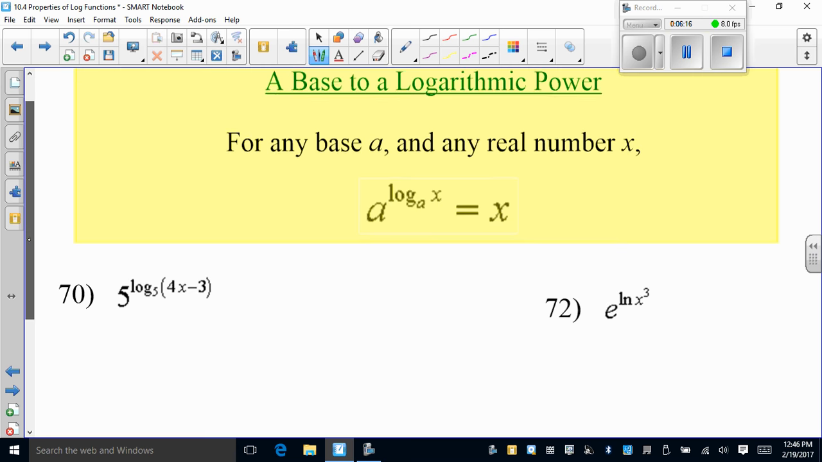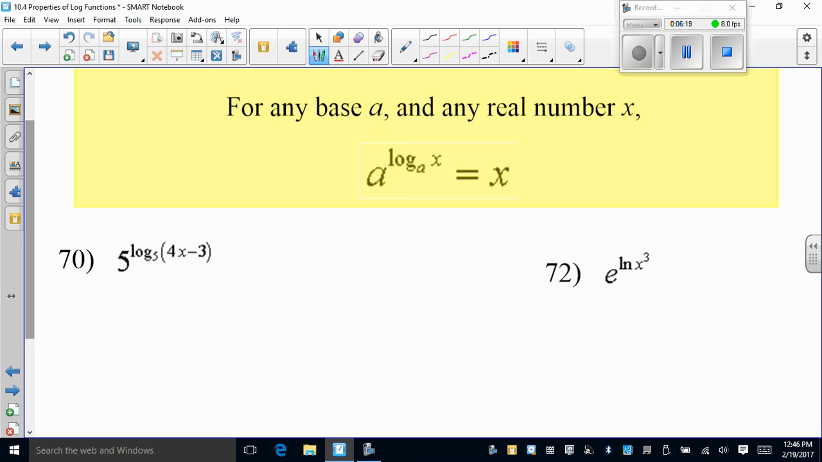So we have for any base a and any real number x, a to the log exponent will give you just that product that's in there. So we have to add y to it. So according to this statement here, the answer is 4x minus 3. But what we're going to do is we're going to change these to logarithms. So I have log base 5 of y will equal log base 5 of 4x minus 3.